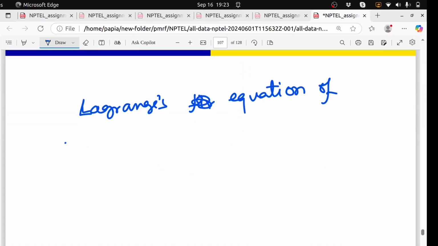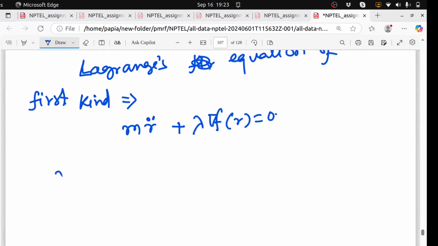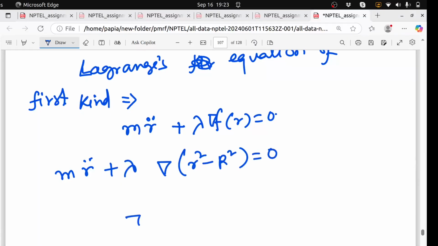Equation of first kind. So that is m r double dot plus lambda grad of f r is equals to 0. So I can say here m r double dot plus lambda gradient of r square minus R square equals to 0. Now gradient of r square minus R square is 2r. Actually it should be in the vector form.